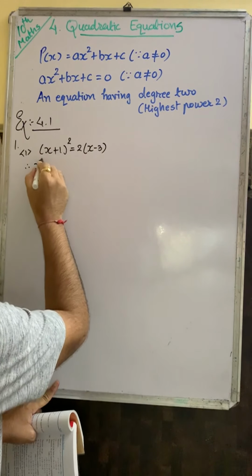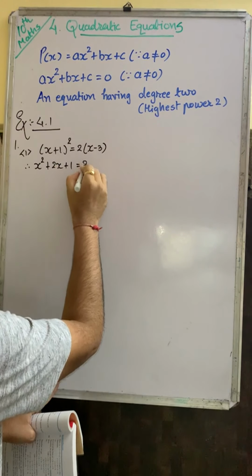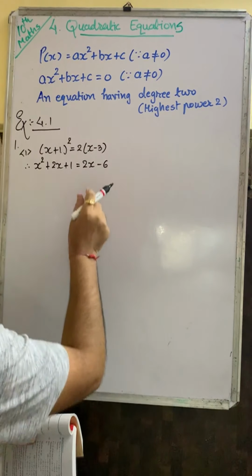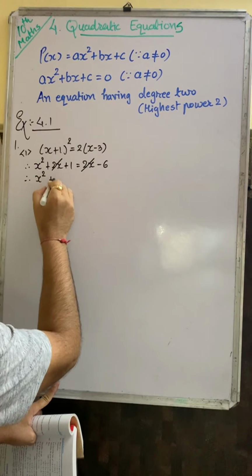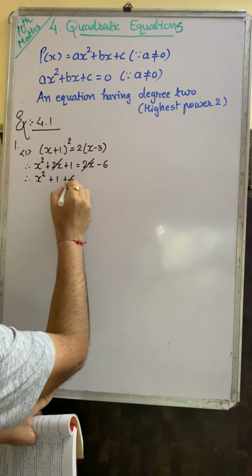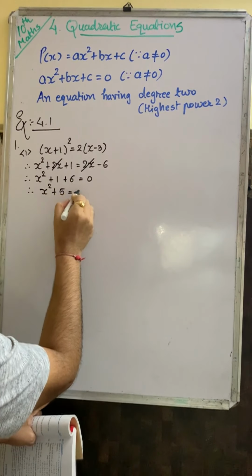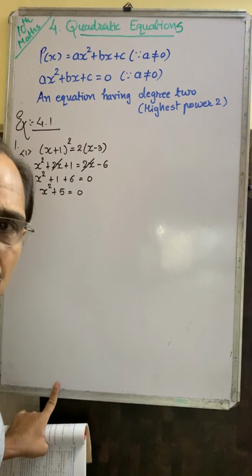Like this, x² + 2x + 1², that is equal to 2x - 2 × 3 is 6. Both the sides have the same term, 2x, so it will be cancelled. x² + 1 - 6, moved to the other side, plus 6. So this is x² + 5 = 0. The highest power is 2. It can be written in the standard form also.